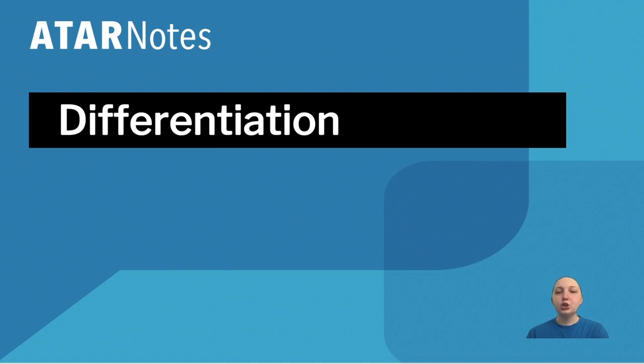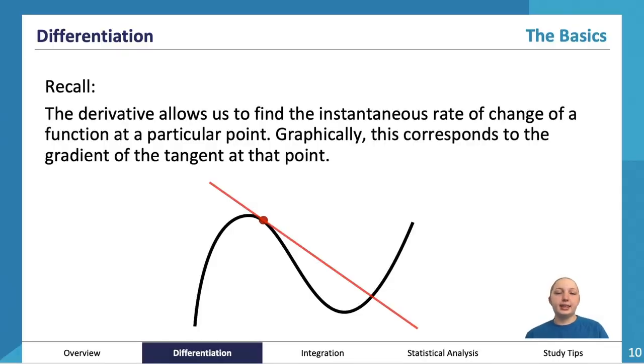Okay, so we're going to start looking at differentiation. So thinking about differentiation in broad terms, or the basics of differentiation, we're thinking about the derivative. So your derivative is essentially allowing you to find the rate of change, or the gradient of a function at a particular point. So yeah, graphically, this is what your gradient is. So the gradient of the tangent at that point.